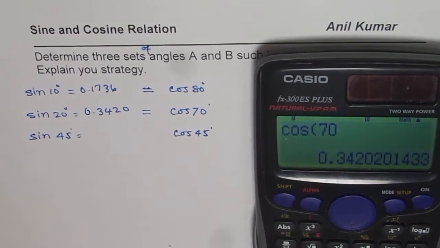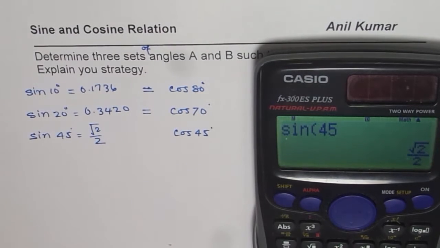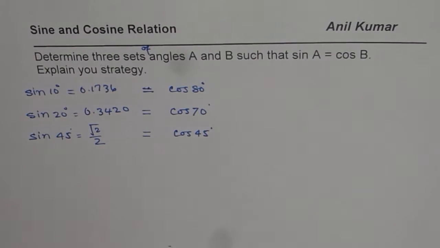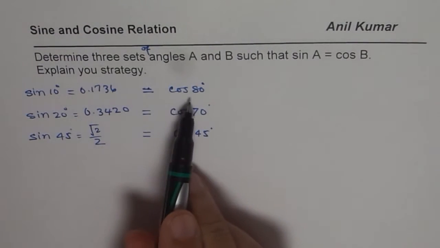Let us say what is sine of 45 degrees. It is square root 2 over 2. And cos of 45 is equal to square root 2 over 2. Exactly the same answer. So in these three, we find that the value of sine of 10 is the same as cos of 80, and sine of 20 is the same as cos of 70. So can you figure out what is the relation and why is it so?